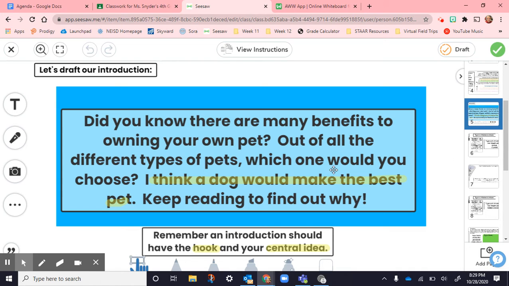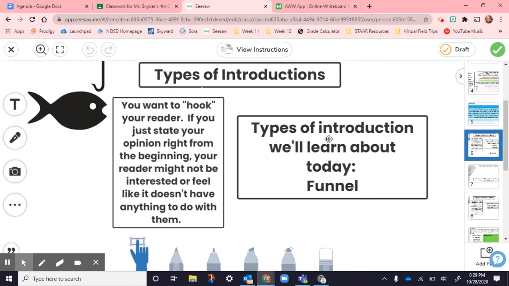And so we said, we have to remember that in our introduction, we want a hook and we want a central idea. Today we talked about same thing. We want to hook our reader. We don't want to state our opinion right off from the beginning because our reader might not be interested or feel like it doesn't have anything to do with them. We don't want them to check out just from reading our first sentence. So another way that we can hook our reader is to do a funnel.